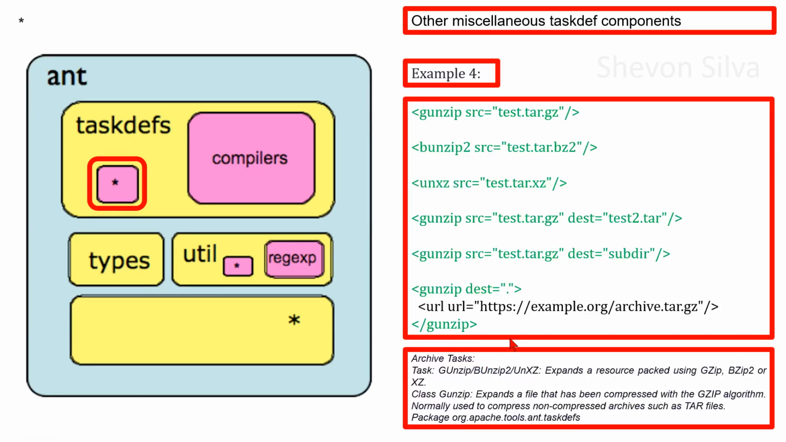Now we are considering archive tasks. Tasks gunzip, bunzip2, and unxz expand a resource packed using gzip, bzip2, or xz. Here, expand test.tar.gz to test.tar.